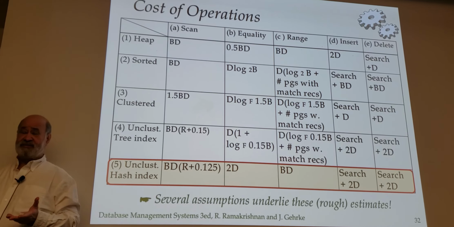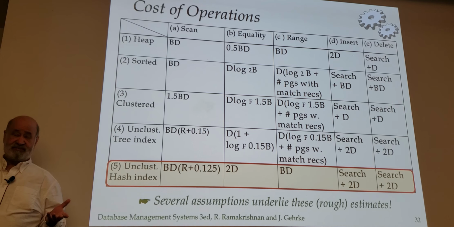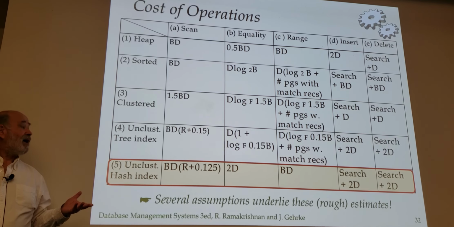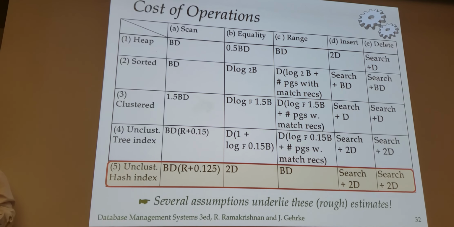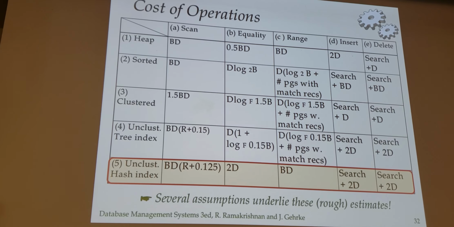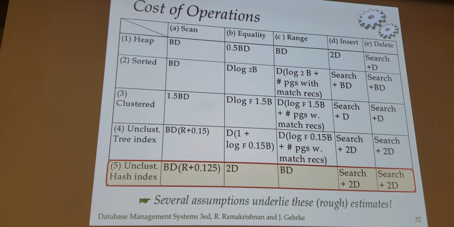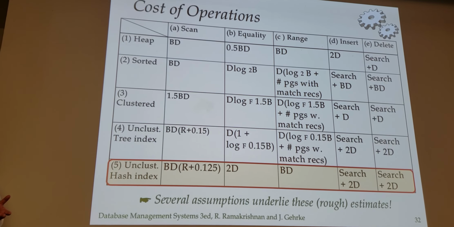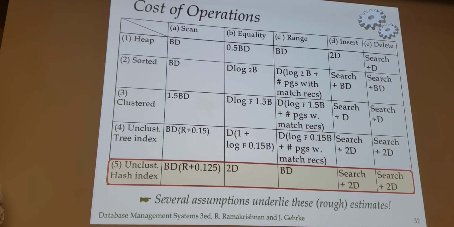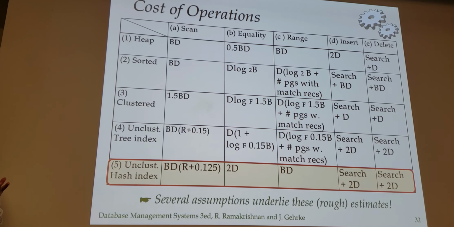Now, for equality, I use my hash index, and I just find the thing that ends up matching the individual value. So basically, the two things I need to do are get the correct hash bucket, that's 1, and get the data, that's 2. 1 plus 1 is 2, each costs D. D is the cost of getting a block, that's why it's 2D.